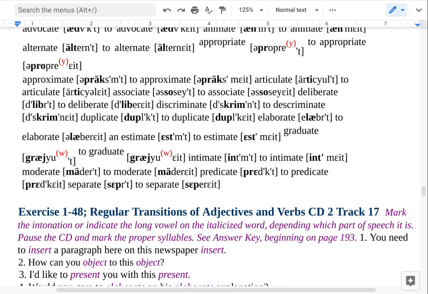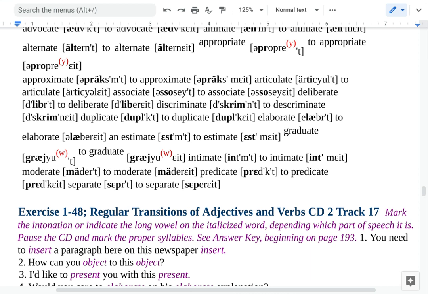Exercise 148, regular transition of adjectives and verbs. Mark the intonation or indicate the long vowel on the italicized word, depending which part of speech it is. Pause the CD and mark the proper syllable. See answer key beginning on page 193. Repeat. 1. You need to insert a paragraph here on this newspaper insert.